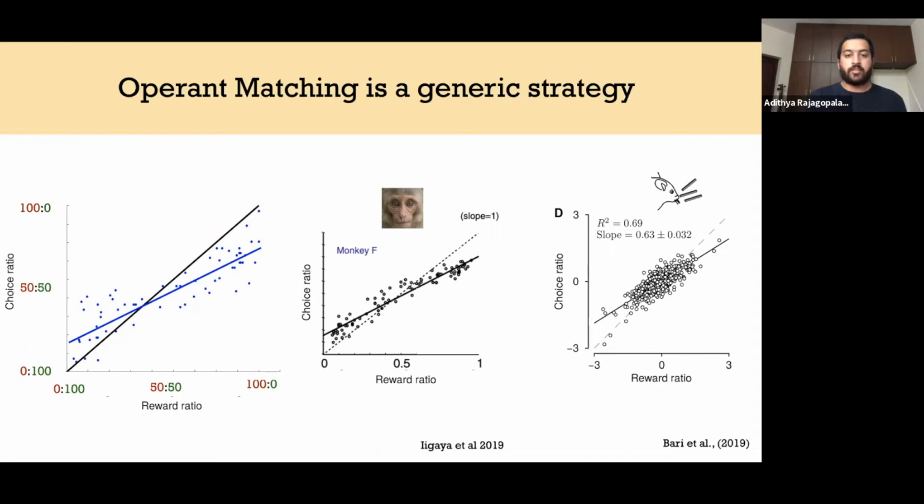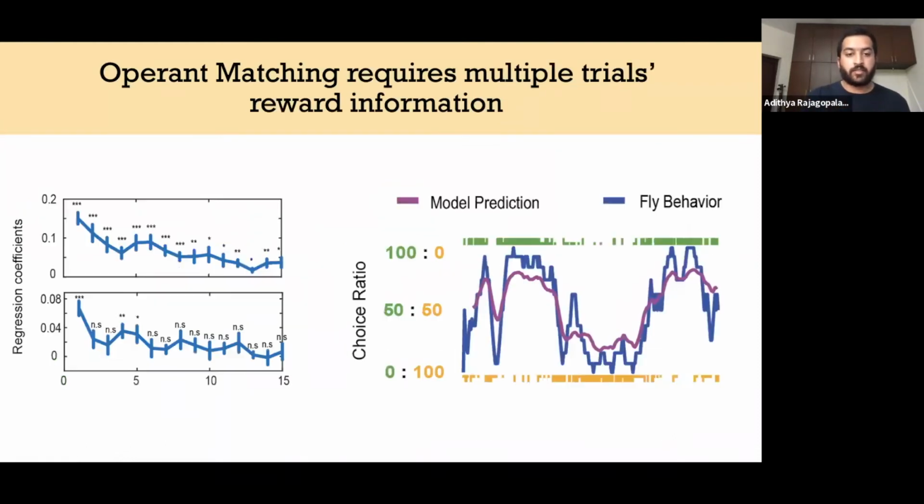And so what is important in deciding a fly's immediate choice is the reward history that the animal has received over several trials in the past. To test this, we ran a logistic regression that incorporated information about reward from the past 15 trials, as well as the choice that the animal made in the past 15 trials. And we found that the rewards all the way 15 trials in the past.